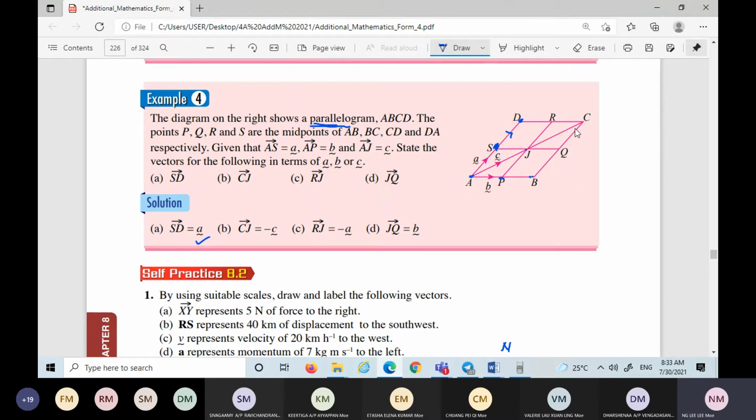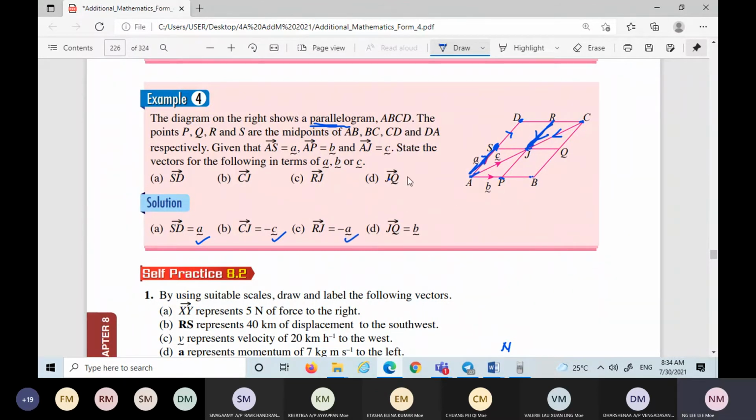CJ is where? C to J. You see the arrow is different, the opposite direction. This one has the same magnitude as this, but opposite direction. Therefore, it's negative C. Next is RJ. RJ is here, R to J, this direction. This one has the same magnitude as this one, but opposite direction. So this is negative A.